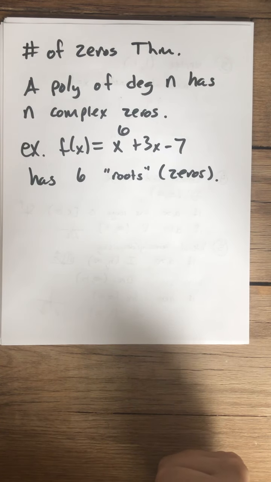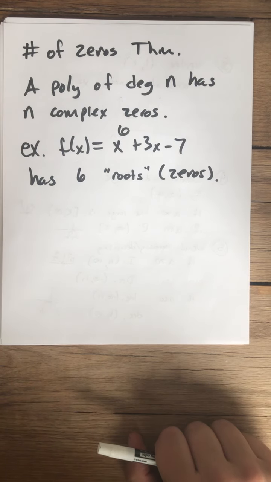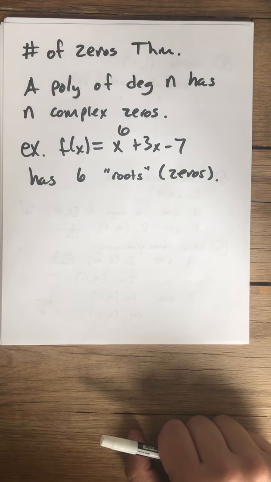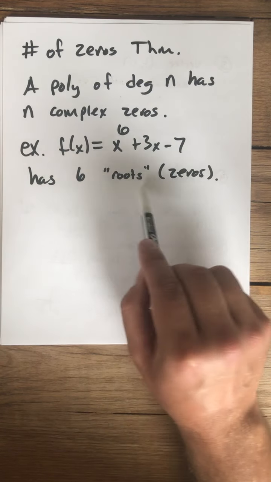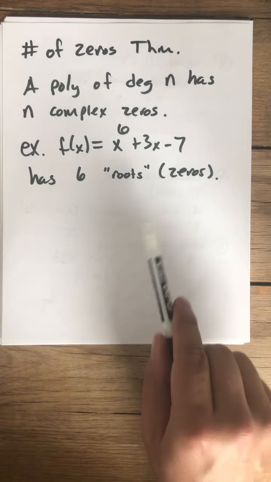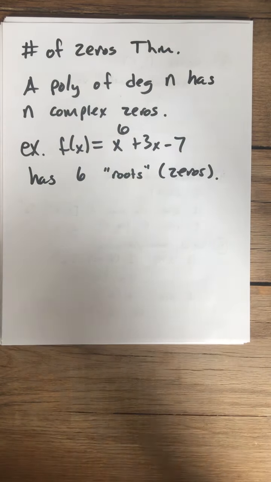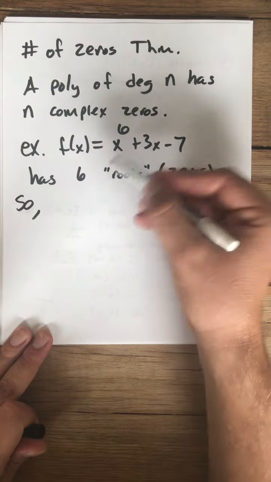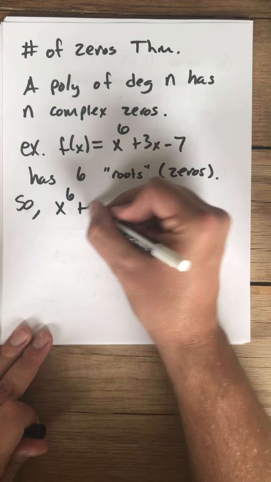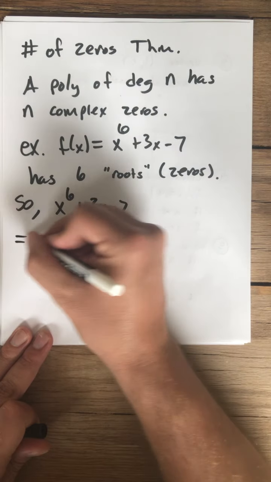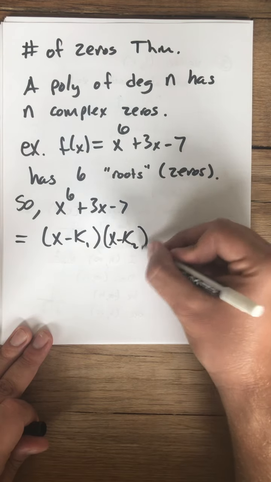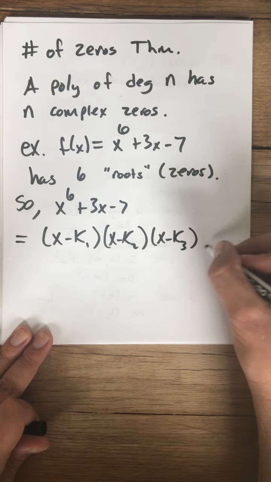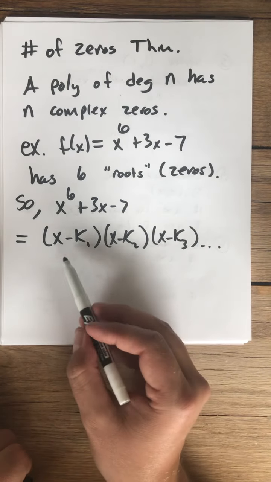That could mean a plus bi, where b is not 0, so you actually have a complex number, or real numbers, or combinations of real and pure complex. So if it's x to the 6th, that means there are 6 solutions to the equation f of x equals 0, and we call those roots. If this factors into, let's say, x to the 6th plus 3x minus 7 equals x minus k1, x minus k2, x minus k3, and so on, I would do that 6 times.